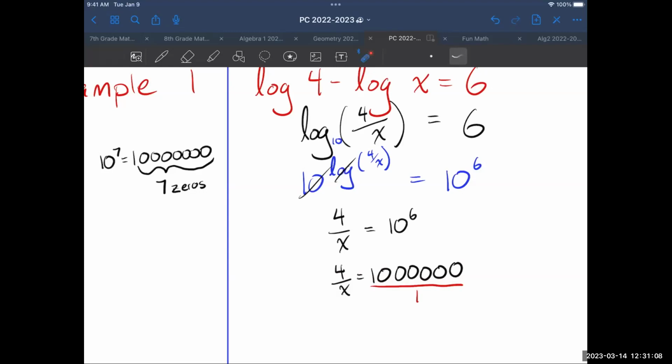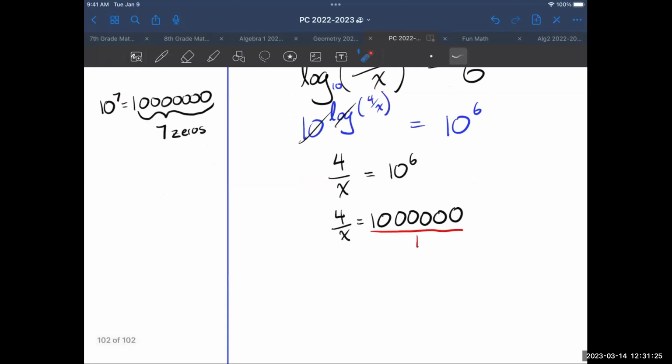However, you'll have a second step to do, and I can do it all in one step. So I'm going to show the most efficient way. Instead of switching these two diagonals, I'm going to switch these two diagonals. Yeah, so watch what happens if I do those two diagonals instead. Then I'm going to have 4 over 1 million and x over 1. And x over 1 is just x.